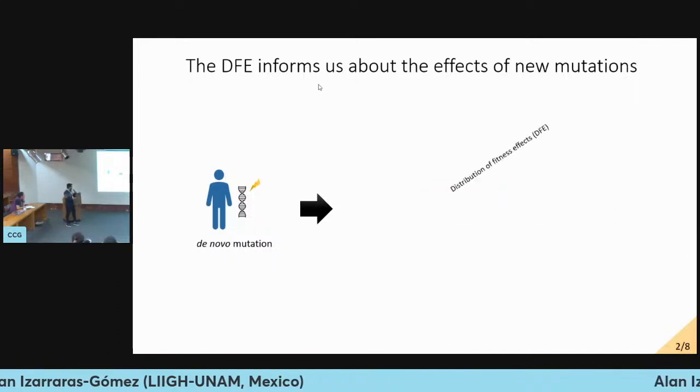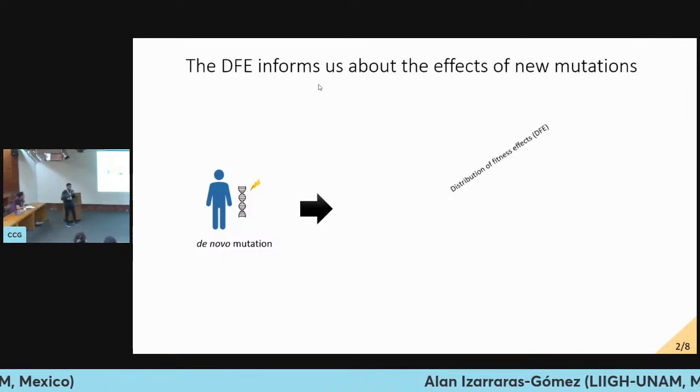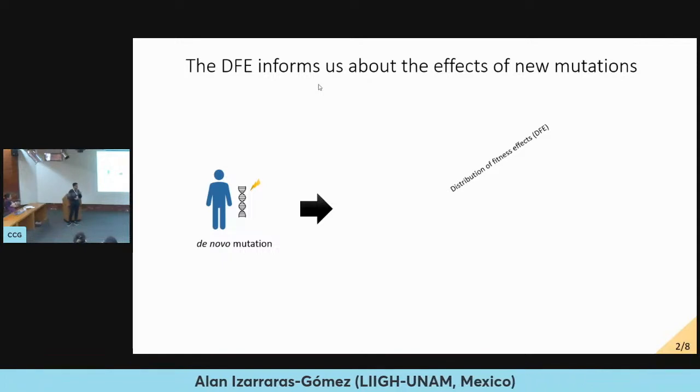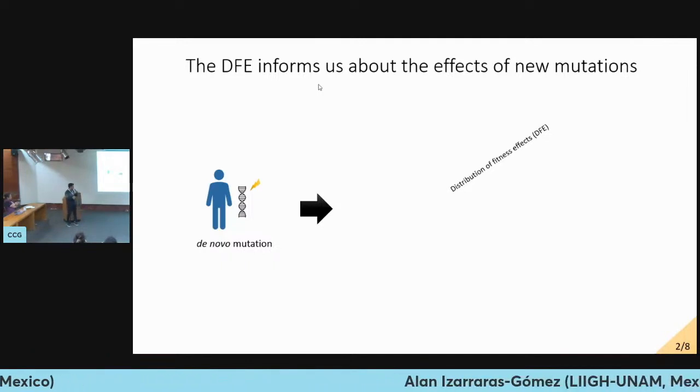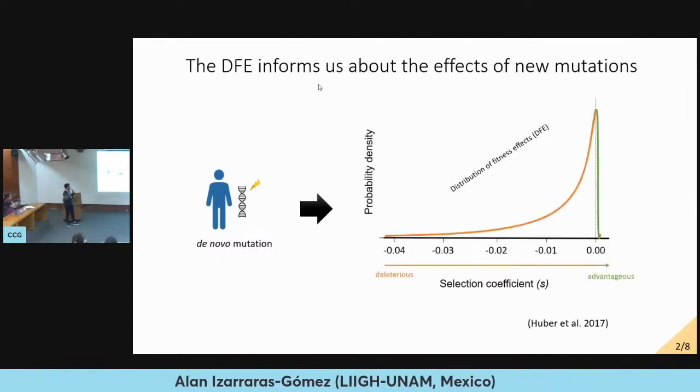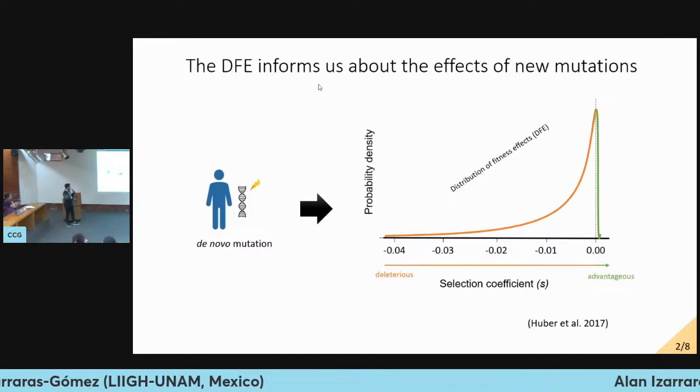And so, as I said, it is a continuous distribution, and it is of central importance in population genetics because it informs us about how natural selection is acting broadly to influence genetic diversity. And because it is of such importance, it has already been estimated by previous efforts, such as this one that I show you here by Christian Huber and collaborators.